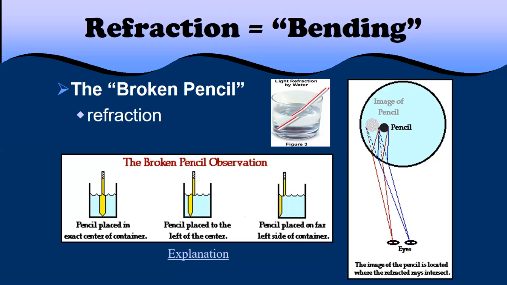Over here to the right is an explanation for this. So the image of the pencil is located where the refraction rays intersect. So down here are your eyes, and you're looking at this thing at a straight angle. Well, when that light bends, it moves the object to where your brain thinks it should be, right? So you think it's straight ahead, but in reality, it's right here, okay? And it all has to do with the speed at which the light travels through the medium. Because when it hits air, it goes a certain speed, then it slows down and it bends. When it bends, that's what we call refraction.